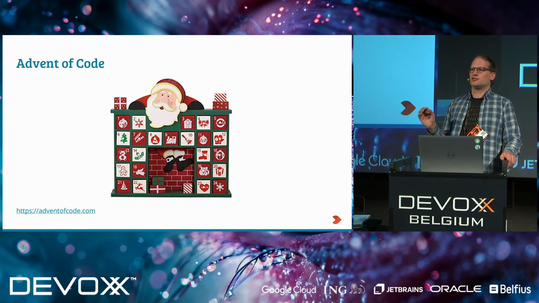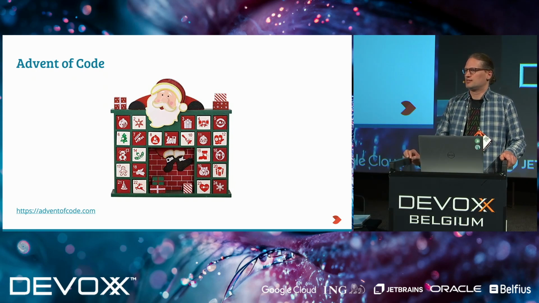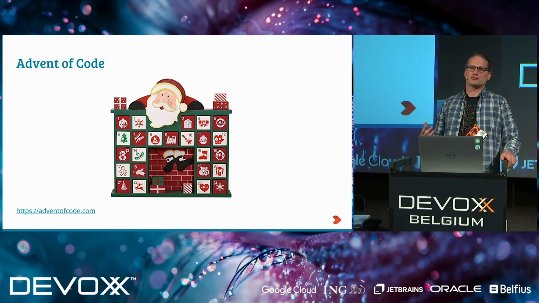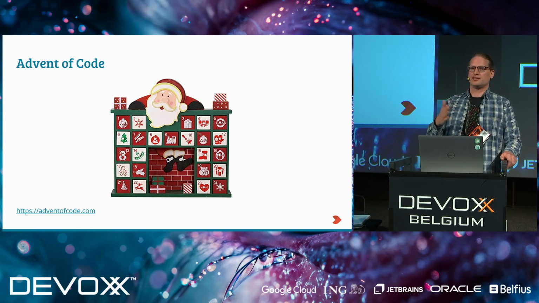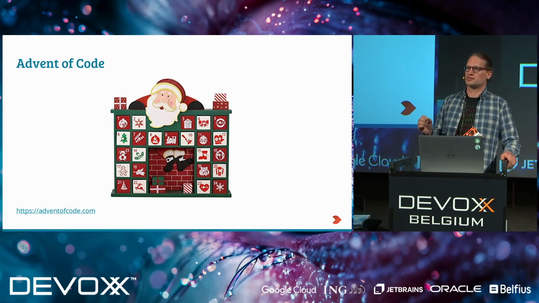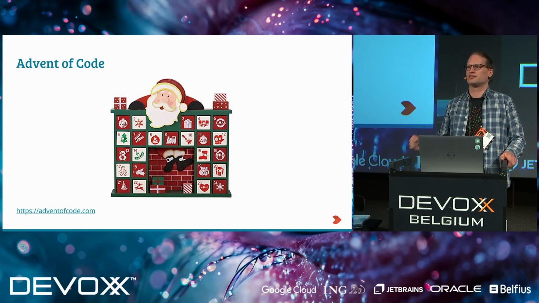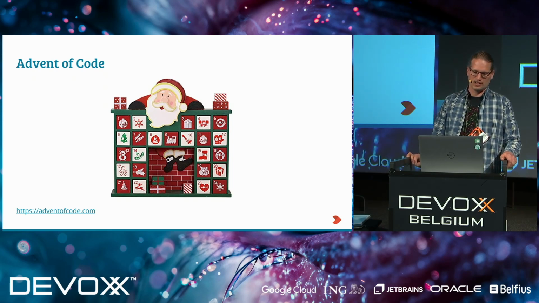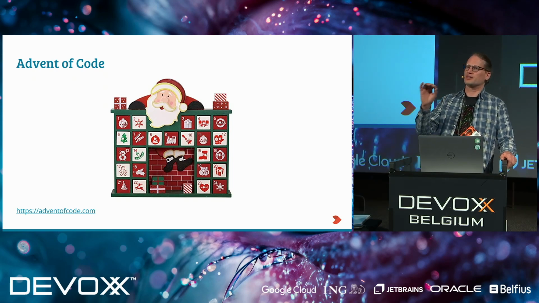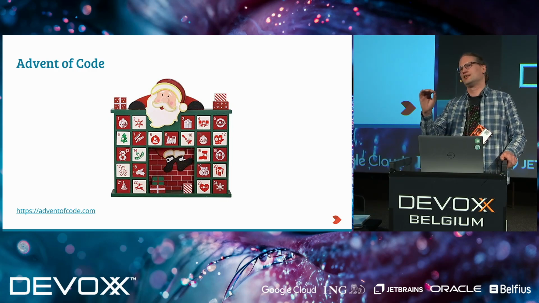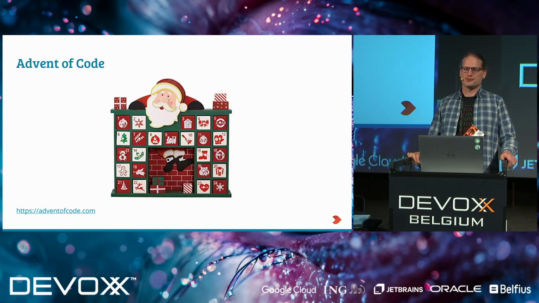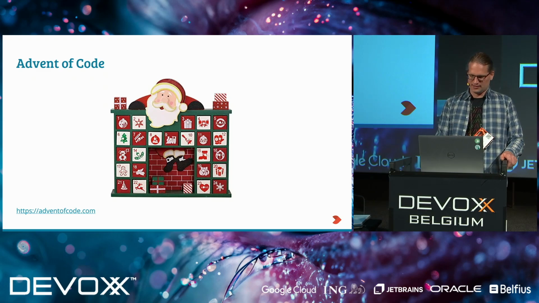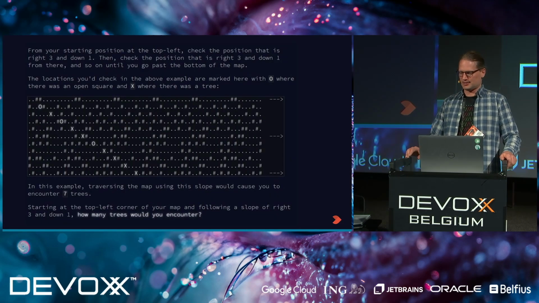So Advent of Code is like an advent calendar. In an advent calendar, in the days leading up to Christmas, you open up a door every day and you get a little present, like a chocolate or something like that. But with the Advent of Code, instead of a chocolate, you get a programming puzzle. And I'll show you an example briefly.